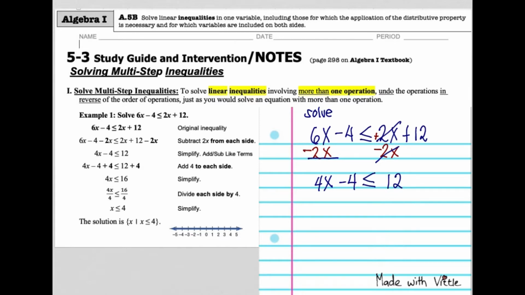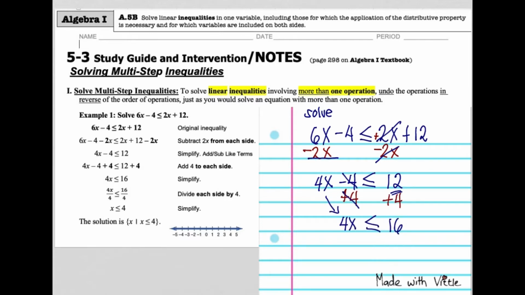Make sure you are copying the correct signs of each term. Now that we have a monomial on the right side, let's trim down the left side. You want to make sure the 4x will be all by itself. So we will cancel the negative 4. The inverse operation of minus 4 is plus 4. You have to do the same thing on the other side of the inequality.